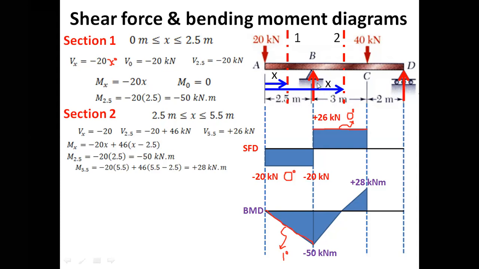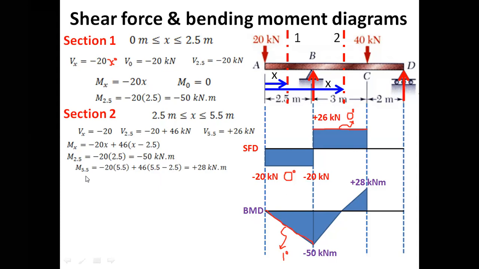Next, we have to find out the bending moment at point B. So if we put x is equal to 2.5, minus 20 times 2.5 plus 46 times 2.5 minus 2.5. So minus 20 times 2.5 is equal to minus 50 kilonewton meter. We got the same moment here. So if I plot this here, this is the same point.